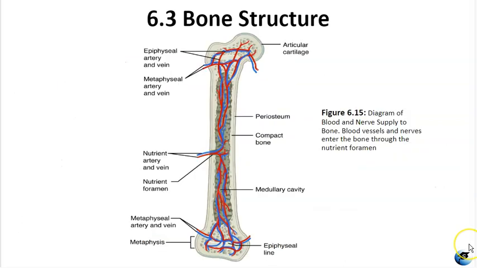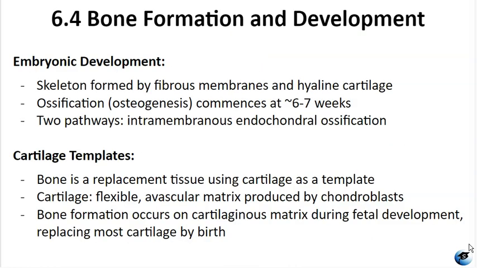You can see here in figure 6.15, the nutrient foramen facilitate bone nourishment and innervation. The blood vessels and nerves traverse through the nutrient canal, distributing essential nutrients and sensory information throughout the bone tissue. The presence of the nutrient foramen is important for maintaining bone health and functionality by ensuring adequate blood supply and neural communication.